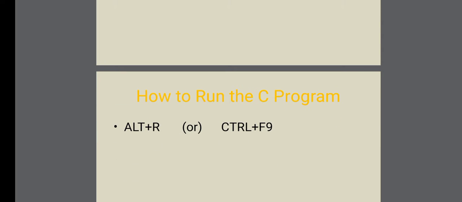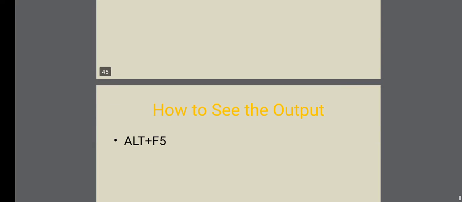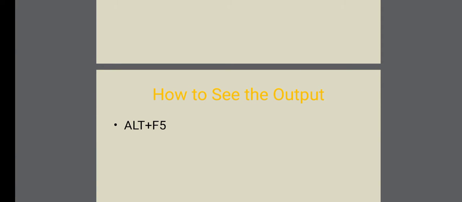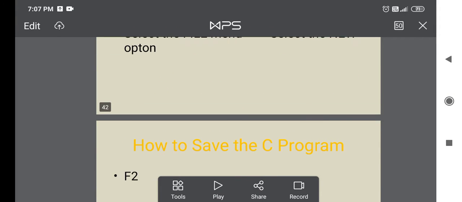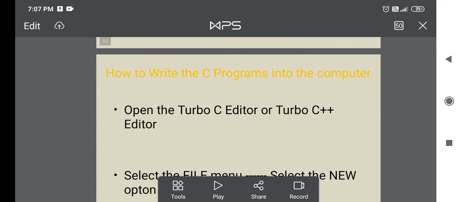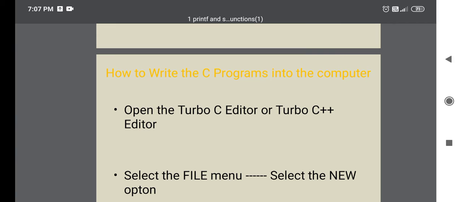Next, how to run the C program? Alt plus R or Control plus F9. By using these commands, we can run the C program. Next, how to see the output on the monitor? By pressing Alt plus F5. By doing these commands in order, we can get the answer on the monitor.